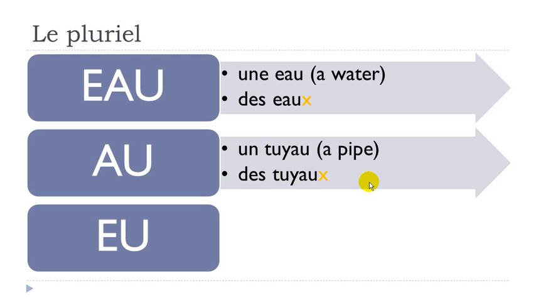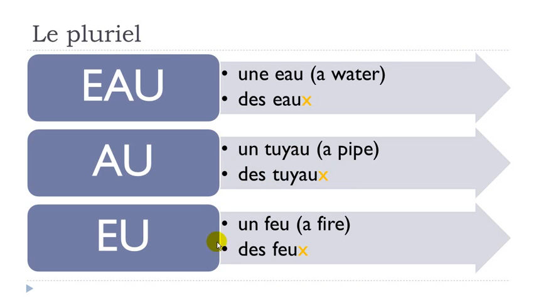And then the last group is the words ending with eu. Let's take one example. Un feu, and basically the same rule. You don't put s, but you will put x instead, and then you don't pronounce it. Des feux, un feu, des feux.